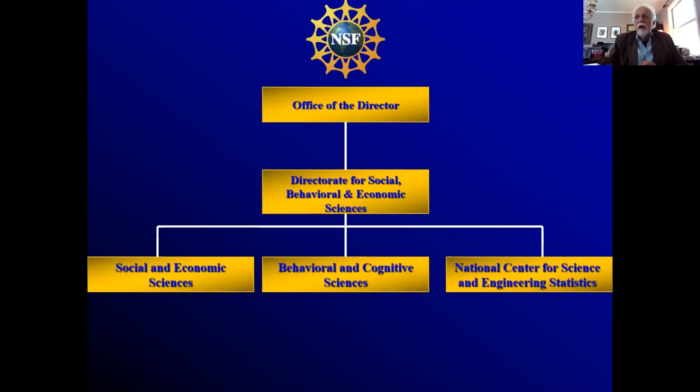NCSES does not fund research. What it does is produce reports on science and engineering: how many PhDs, how much money is being spent in R&D, and where. So the 2 divisions that actually fund research are SES and BCS. Why do we have those divisions rather than just one division? Well, a long time ago, we thought that we'd get more money if we split into 2.